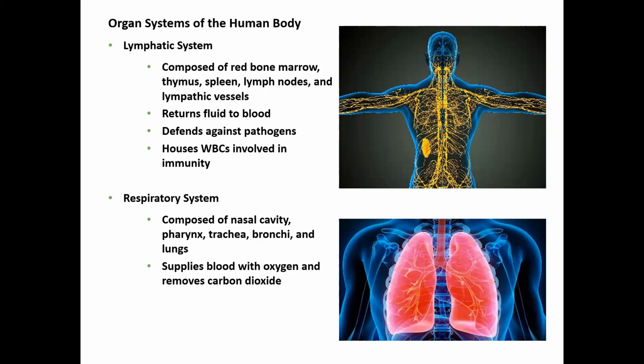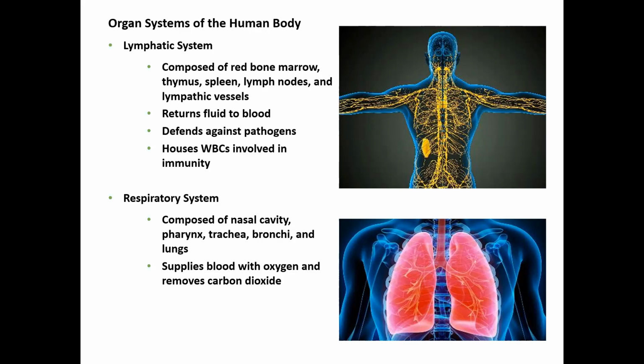Our lymphatic system is based off of the red bone marrow, where we make the B lymphocytes, the thymus, where we make the T lymphocytes, the spleen, where we filter our blood and also take out the old red cells, the lymph nodes, and the vessels. Again, this is where most of our white cells hang out, waiting for things that don't look right so they can attack them. So if your lymph nodes are swollen, or your tonsils are swollen, if you still have your tonsils, that's an indication that you probably have an infection going on.